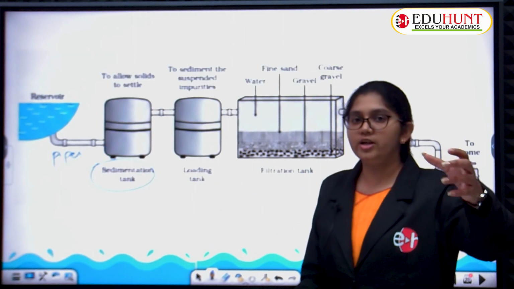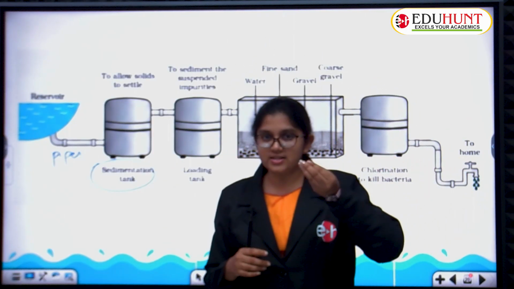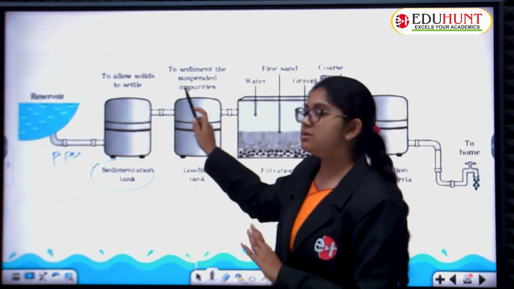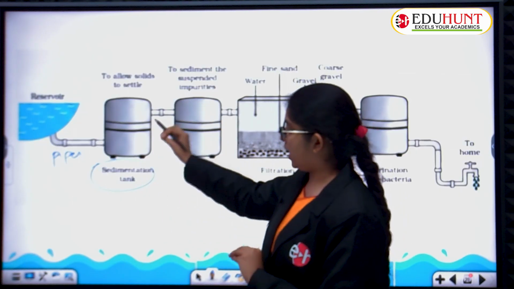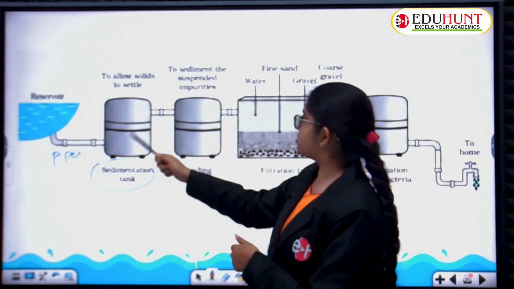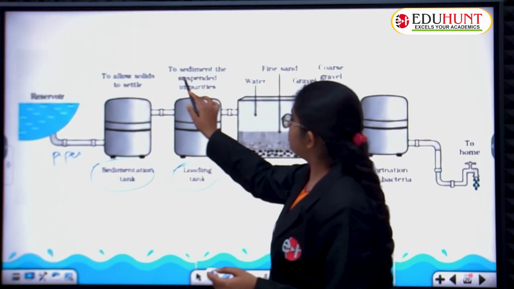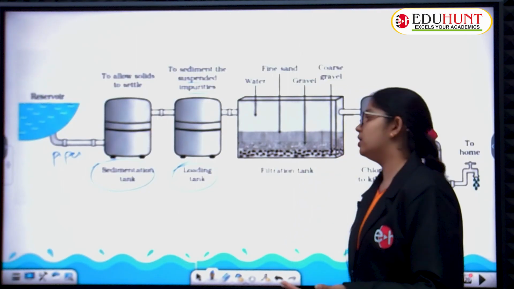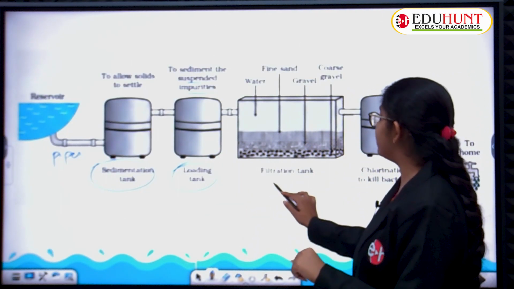If you take a beaker, a glass of water, and add some sand particles, what happens? The sand particles settle down, right, if you don't disturb them. So that's the process going on here. In the sedimentation tank, the particles which are heavy in weight and also the suspended impurities go down and settle at the bottom of the tank. So the next one is the loading tank. Whatever impurities are still present will also settle at the bottom of the loading tank.